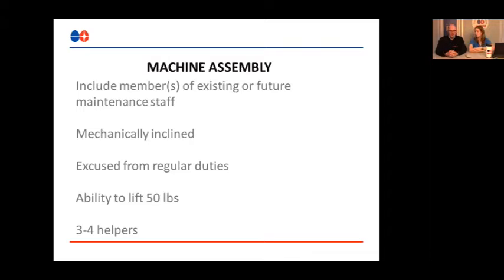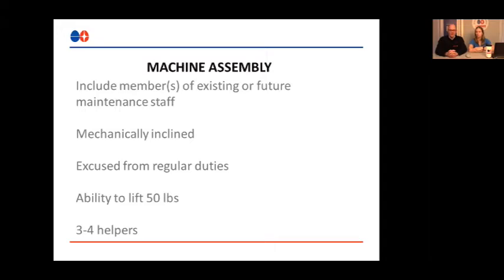Jamesway generally provides one installation supervisor. They are there to do many things. They're there to train, to coach and guide the helpers during this installation, but we can't do it alone. That's why the customer provides the larger quantity of labor to make the work go quicker. So maintenance staff, mechanically inclined people are the best opportunities.